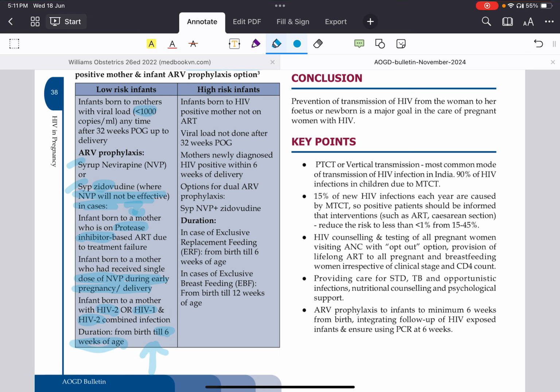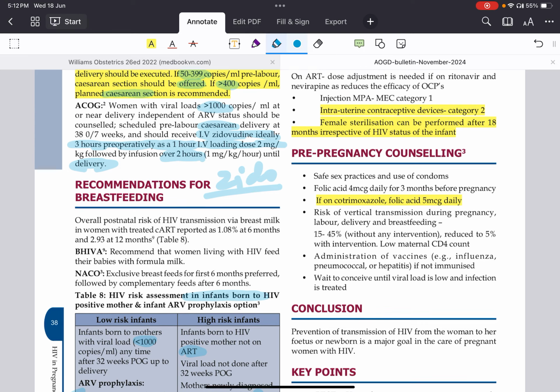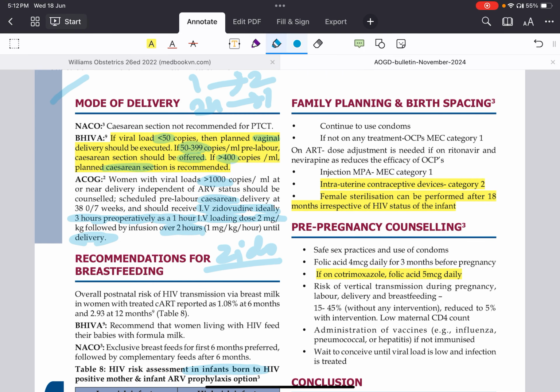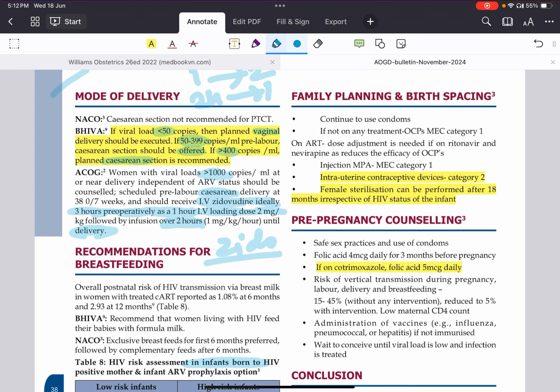Coming to high risk infants: infants born to an HIV positive mother not on ART, or mothers newly diagnosed with HIV within 6 weeks of delivery. Dual ARV prophylaxis is given. In these high risk patients, we give nevirapine and zidovudine, both. In case of exclusive replacement feeding, from birth till 6 weeks, you should go for exclusive replacement feeding. That's it. You can write this, and some more other points you can write.